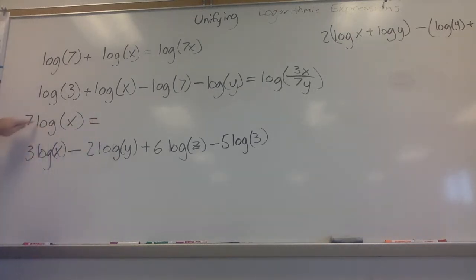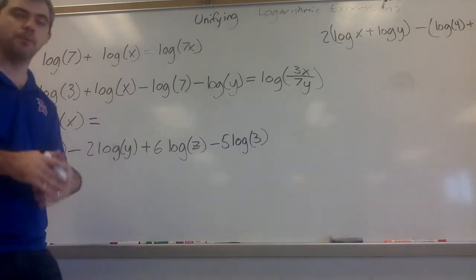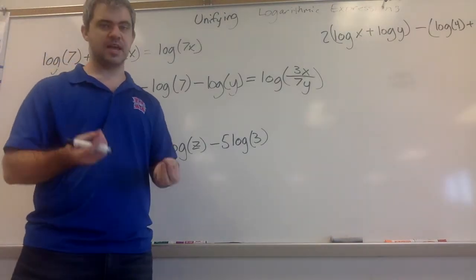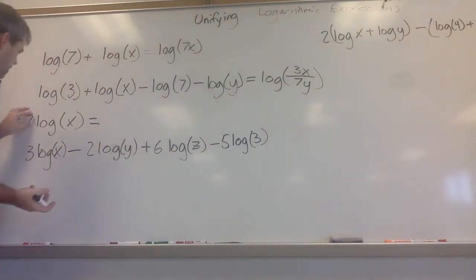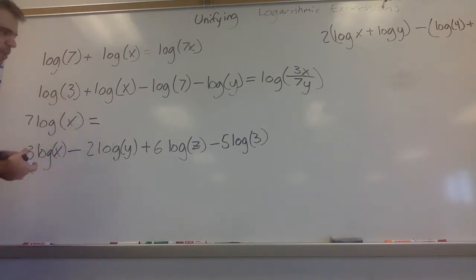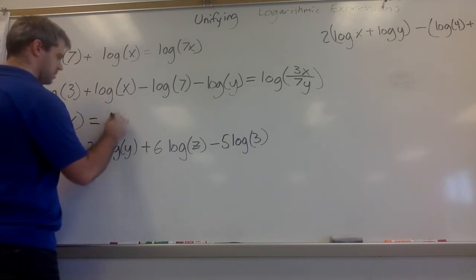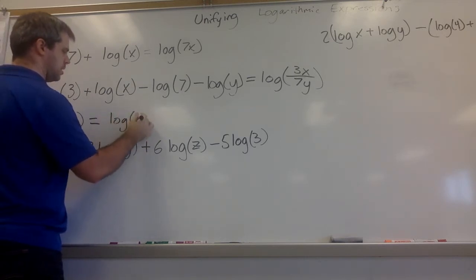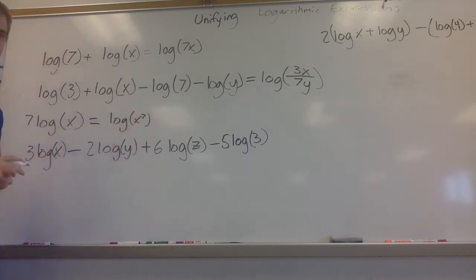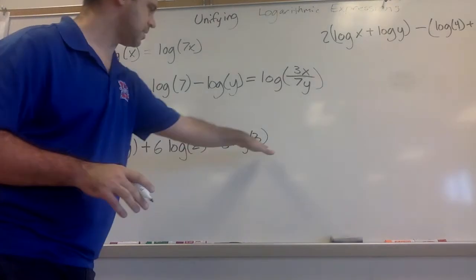Now here we have something being multiplied. Remember, when you multiply an exponent, it's like taking the exponent of that exponential. So this is going to wind up being log of x to the 7. All right. Now look at this guy right here.